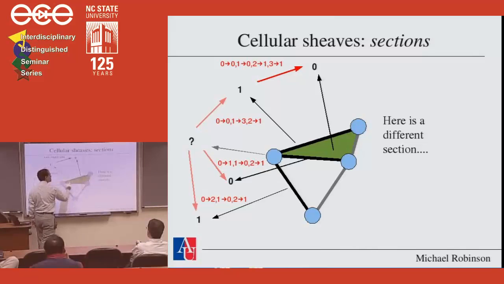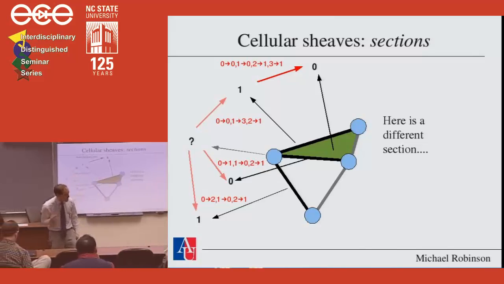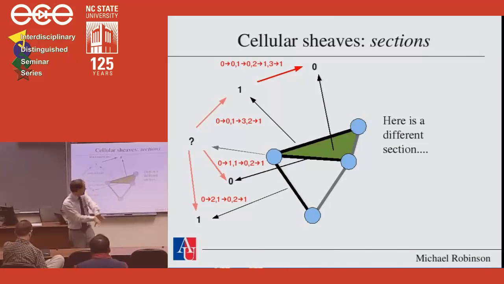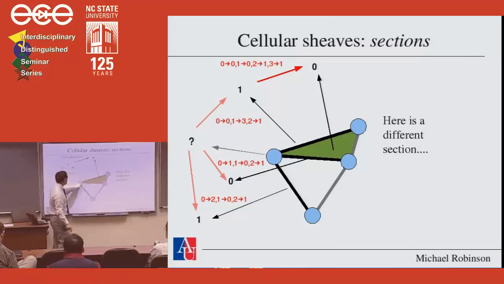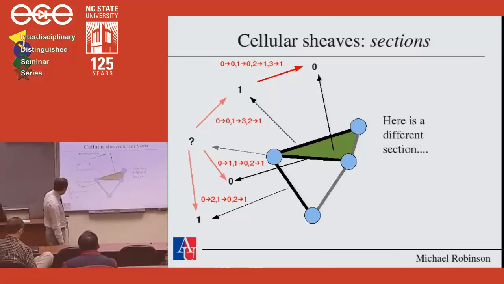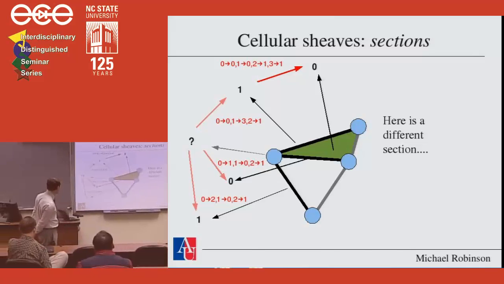I've labeled this edge and this face and this edge, but I've not labeled this guy. And I can ask, can I extend this section from the set that I've just pointed to? Can I extend it to put a consistent labeling here? So think about it a moment and see what I would have to put where that question mark is.